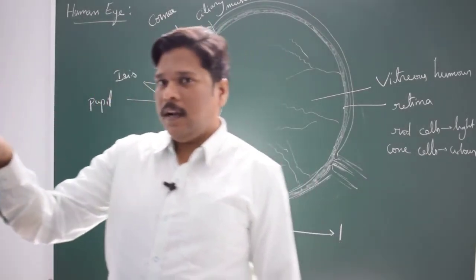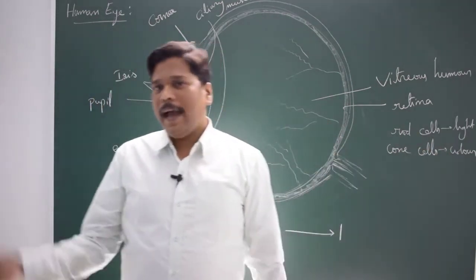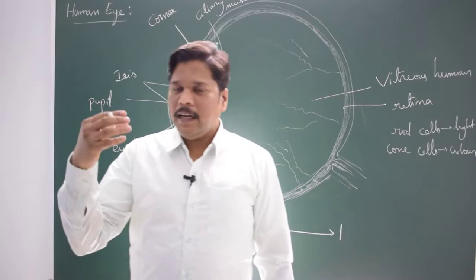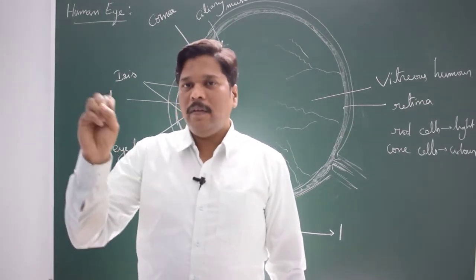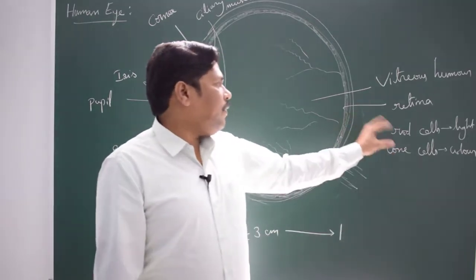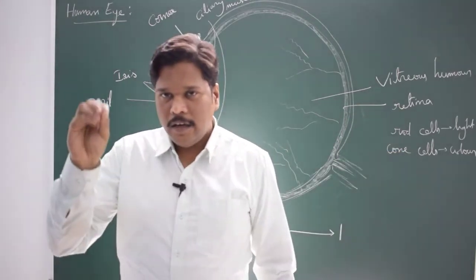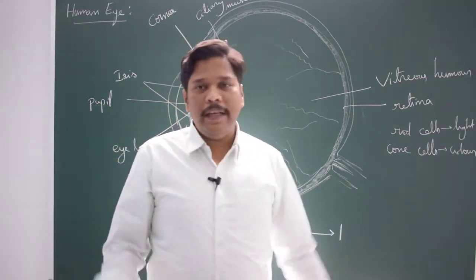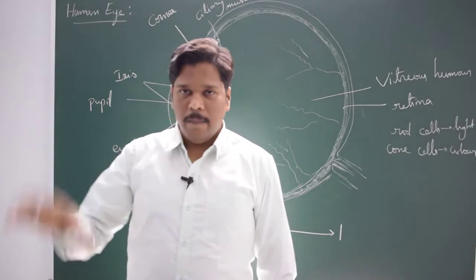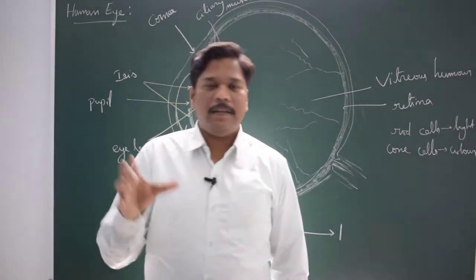That means the light which is reflected from different objects carries different wavelengths. When they enter into the eye, the cone cells will become active. For the cone cells to become active, they require the intensity of light to be more. So they are active only when the intensity of light is more. Cone cells help in identifying the color.